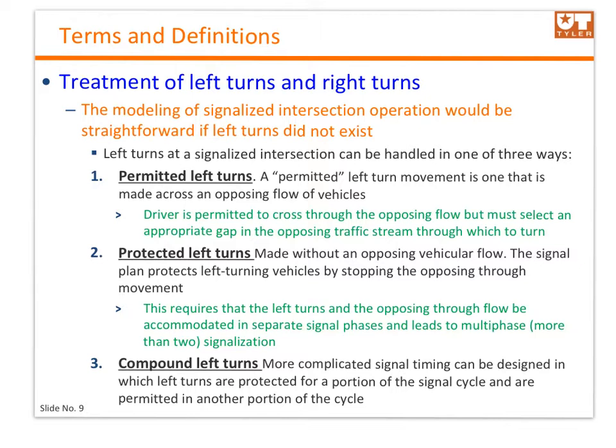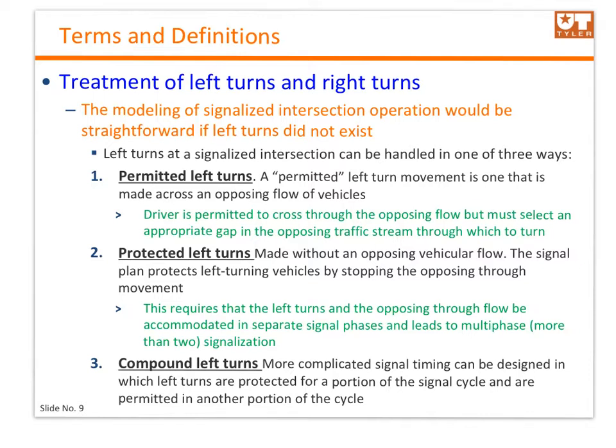Again, this is the least amount of operation when it comes to left turn. We can move to the second level, which is protected left turn. Protected left turn is made without an opposing vehicle flow. That means that the signal plan protects the left turning vehicles by stopping the opposing through movements. This typically requires that the left turns and the opposing through flow be accommodated in separate signal phases, and therefore is going to lead to multi-phase. That means more than two types of signalization.